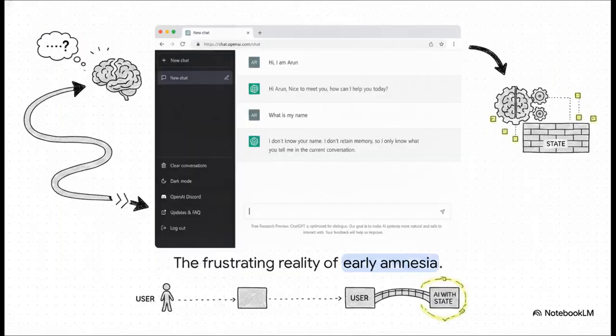It's memory. The jarring reality of that early stateless problem was that the model itself remembered absolutely nothing from one turn to the next. You introduce yourself, ask it your name a second later, and it actively tells you it retains no memory whatsoever. To cross that gap, state had to be built from the outside.